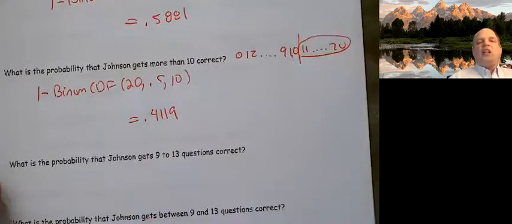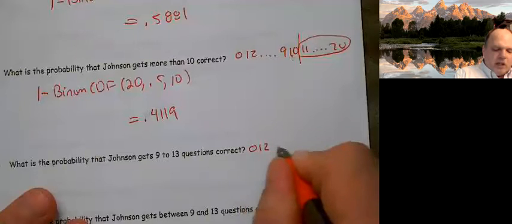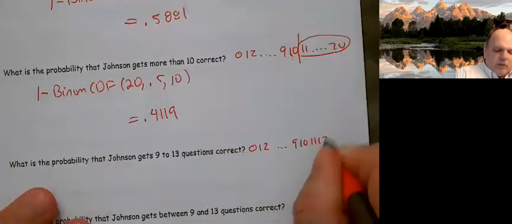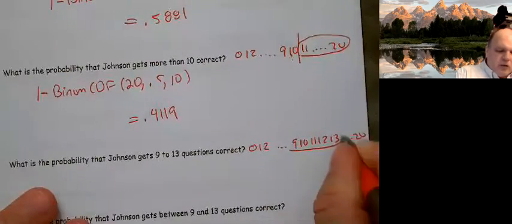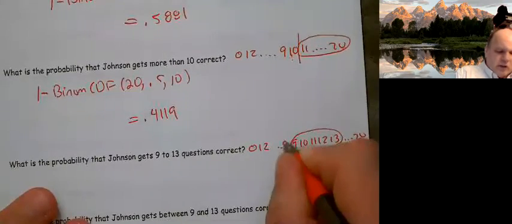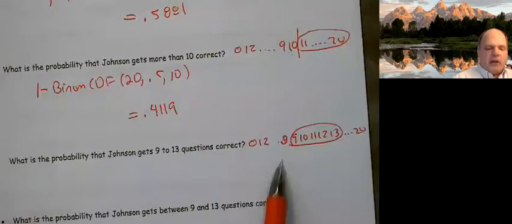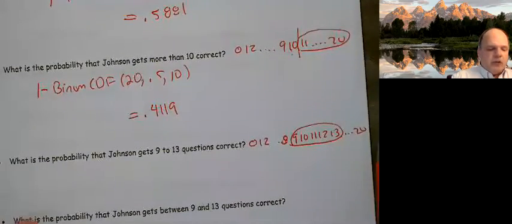What's the probability he gets 9 to 13 questions? So 0, 1, 2, dot, dot, dot, 9, 10, 11, 12, 13, ... 20. So these are the values I'm interested in. And I should put an 8 there. That's going to help me out. So those are the values I want. I want 9, 10, 11, 12, and 13.